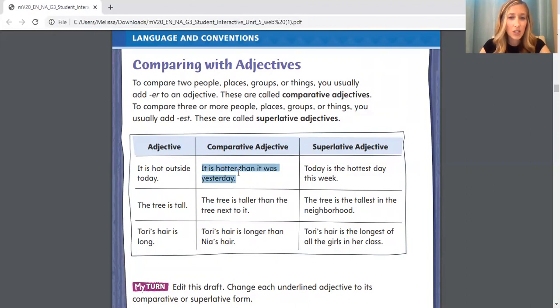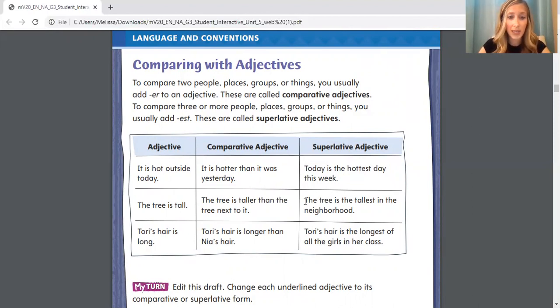How can I turn this into a superlative adjective? Well, I know that I added er to hot to make hotter. So if I want it to be superlative, I need to compare 3 or more things, at least 3 things. It could be places, people, or groups. And I need to add est. So I know my word will be hottest. Today is the hottest day this week. So I am comparing all of the days in the week. That's at least 3 or more.